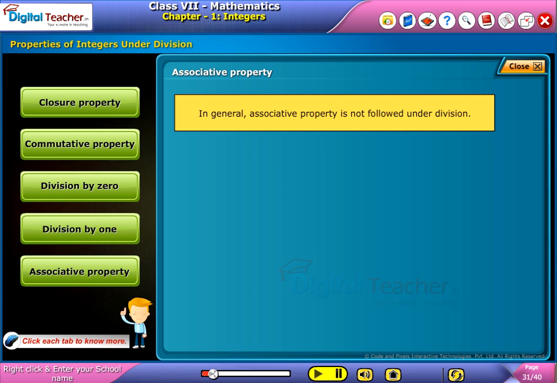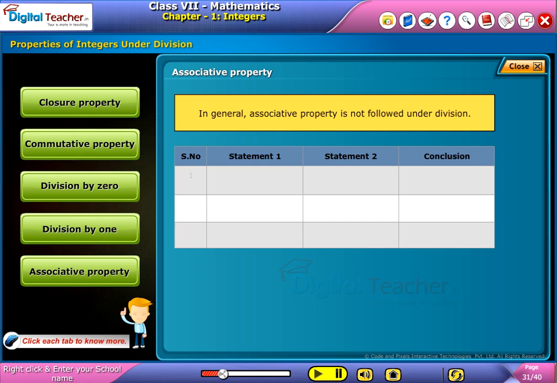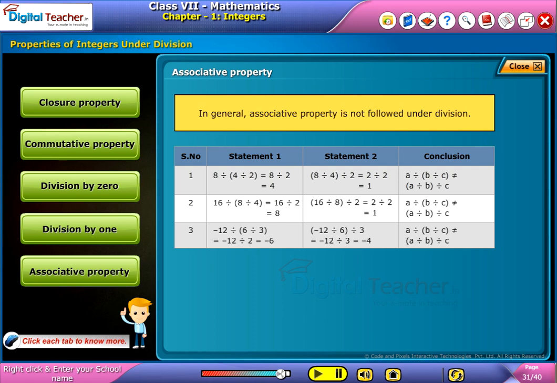In general, the associative property is not followed under division. Here, in the first example, initially divide 4 by 2. We get 2. Thus 8 by 2 is equal to 4. Similarly, in statement 2, initially divide 8 by 4. We get 2. Thus 2 by 2 is equal to 1. Thus we conclude that a by b by c is not equal to a by b by c. Similarly, the next two statements are shown.